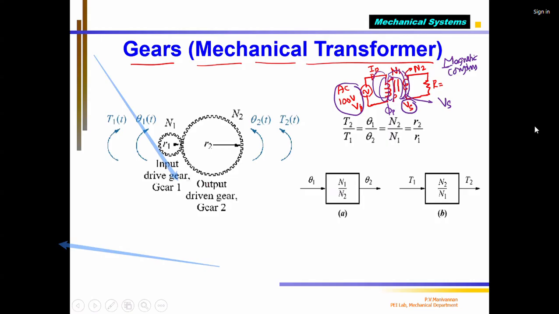Magnetic coupling, because there's a flux phi P. This phi P goes and links the secondary coil. The secondary coil has a number of turns. We know that the voltage produced in the secondary coil is proportional to N2 into some constant. What is the constant? That is called the transformer ratio.